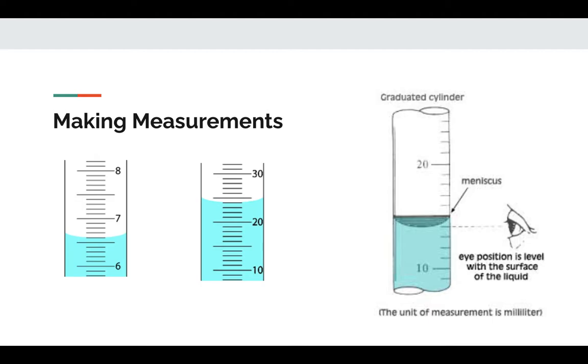Okay, so this left one, the meniscus is right here on this line, and that's right above the 6.5. So this here would be 6.6 milliliters because it's in between the 6 and the 7. For this one, we're right below the middle point between 20 and 30, which is 25. So this line here is 25, and it's the one below it, so that means it's 24 milliliters.